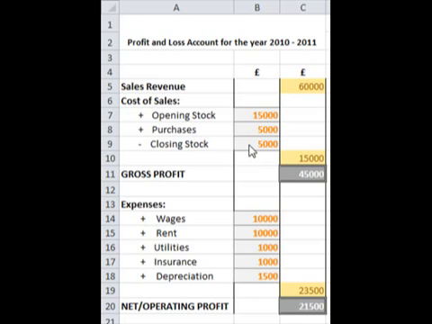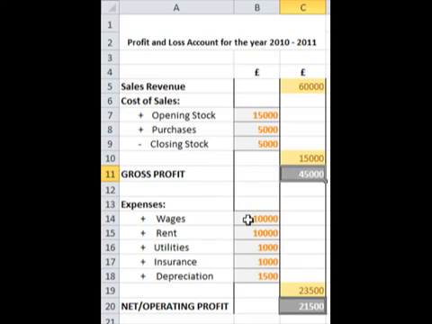To calculate the total cost of sales, as in this yellow box here, we must take the opening stock, add to this our purchases, and then take away our closing stock. So for this example, this gives the figure £15,000 in this yellow box here. Our gross profit is calculated by taking our sales revenue minusing our cost of sales. For this example here, it gives £45,000.